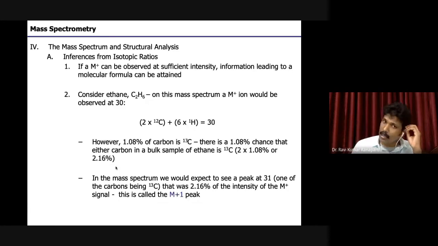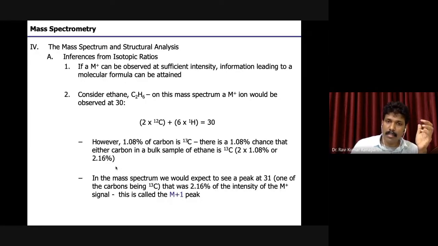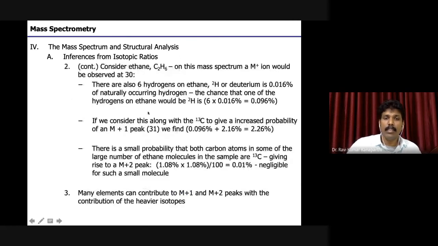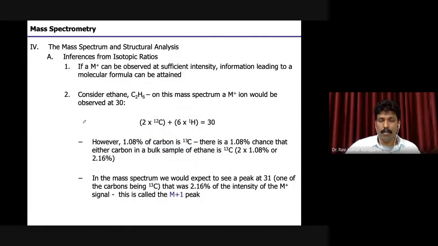That means in the case of carbon, 99 atoms have an atomic weight of 12, and only one atom, the remaining one, will have an atomic weight of 13. Therefore, if you have 2 carbons, for example in the case of ethane, just take ethane as an example. Ethane has 2 carbon atoms. Therefore, the m+1 peak intensity can be calculated.